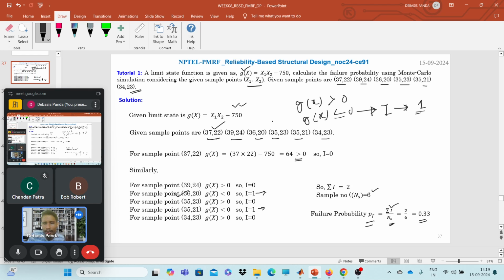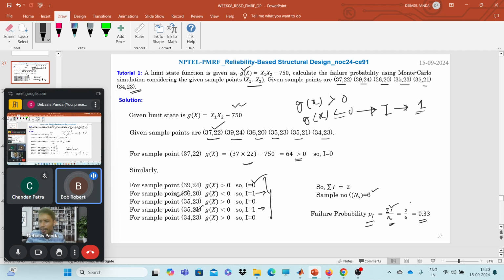Now check with this pair of generated random samples. Replace them in your g(x). First, 37 and 22: if you put it in, the value is greater than 1, which means it's safe, so the indicator function will not give you 1. The second case is again greater than or equal to 0, so you will not get any failure. In the third case, for 36 and 20, you will get less than 0, so the indicator function tells you, I have one failure sample. Again, if you check for this point, you will have a failure. So out of these 6 samples, you will have 2 failures. What will be the probability of failure? It's 2 divided by 6.